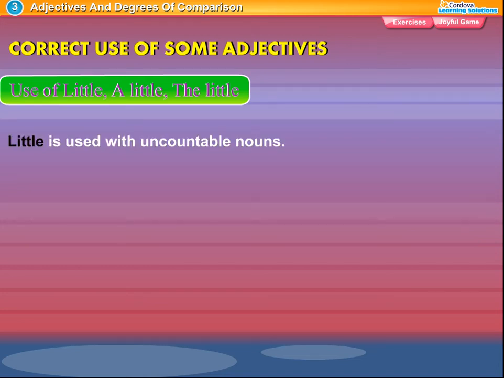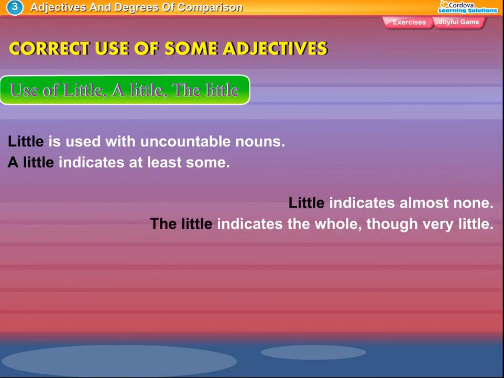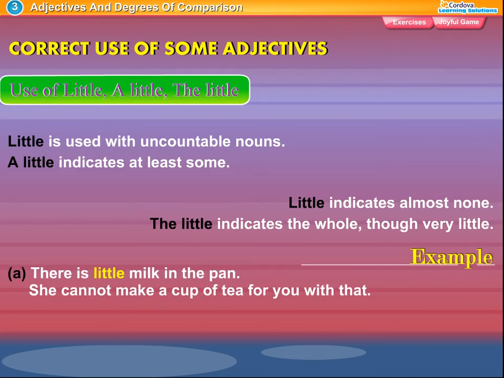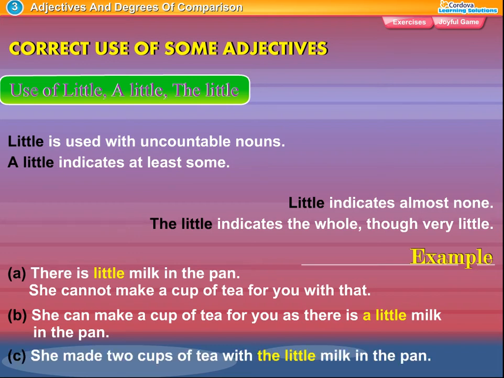Use of little, a little, the little. Little is used with uncountable nouns. Little indicates almost none. A little indicates at least some. The little indicates the whole, though very little. Examples: A. There is little milk in the pan. She cannot make a cup of tea for you with that. B. She can make a cup of tea for you as there is a little milk in the pan. C. She made 2 cups of tea with the little milk in the pan.